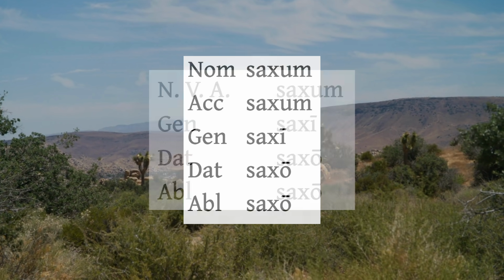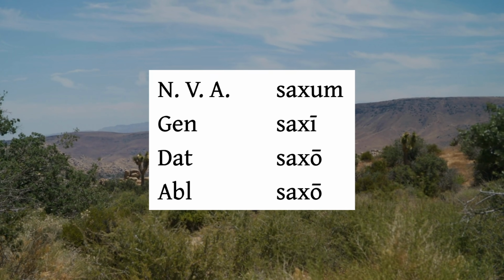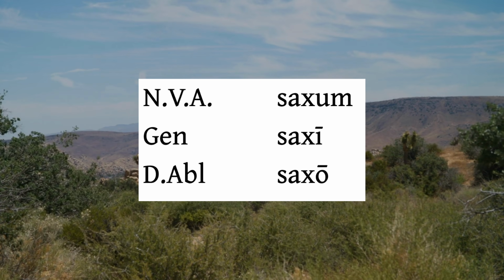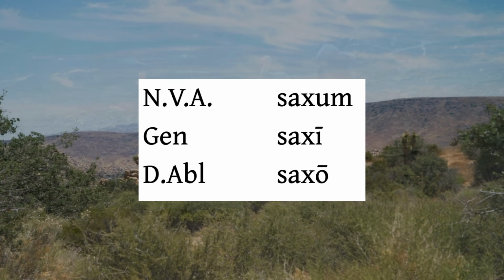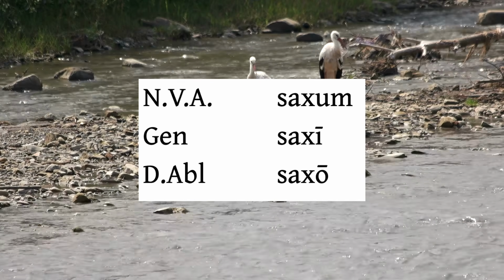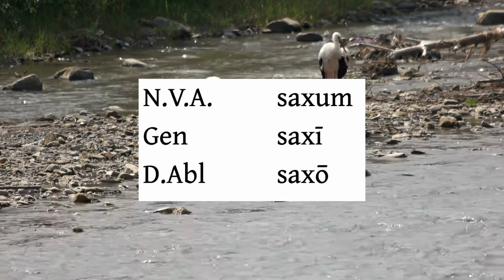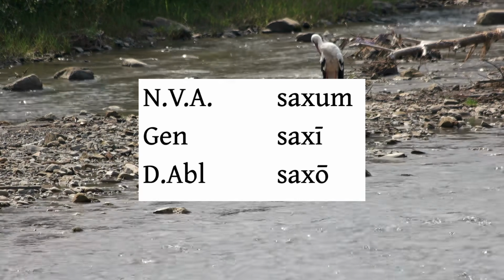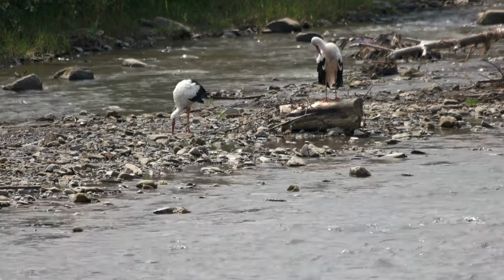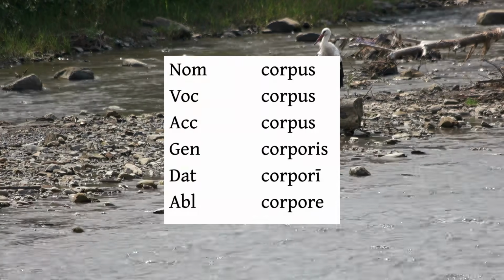Or even like this: saxum, saxi, saxo, saxo. Or even just this: saxum, saxi, saxo. While this paradigm can be simplified in this way, does this really help us memorize all the declensions? This simplified three-case presentation works for the second declension neuters, but what about third declension neuters?